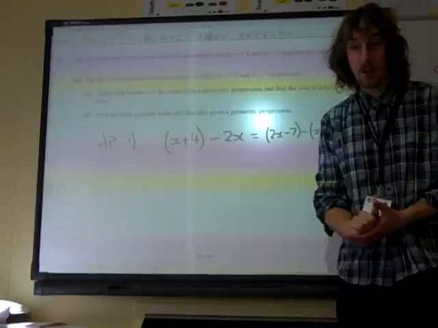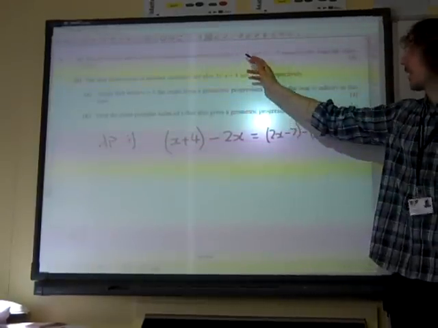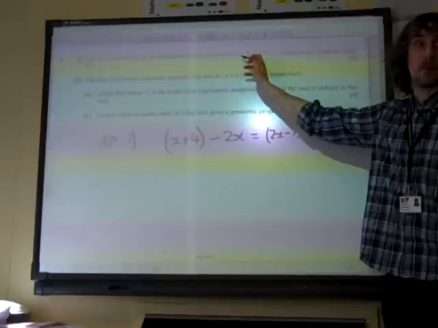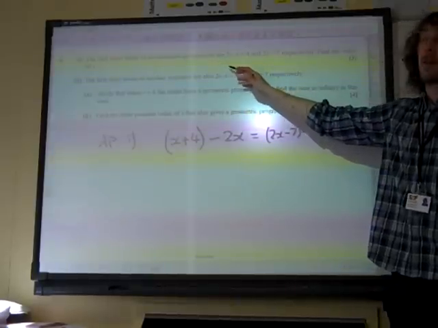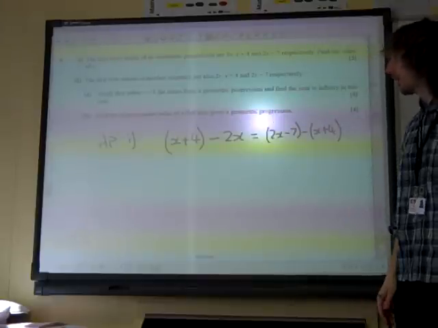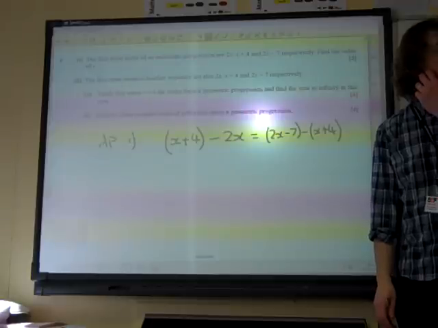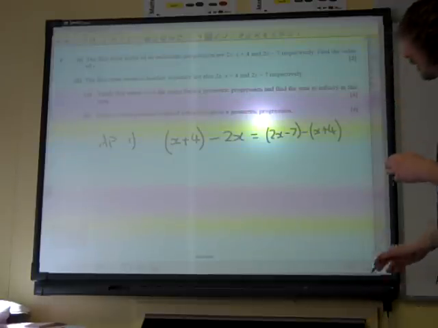So that's it. That's all we need to do. Set up an equation that looks like that. That's x plus 4 take 2x. The difference between the second and first terms must be the same as the difference between the third and second terms. So again, we've now got an equation in terms of x. It's just one unknown in there, so we should be able to solve this for x.